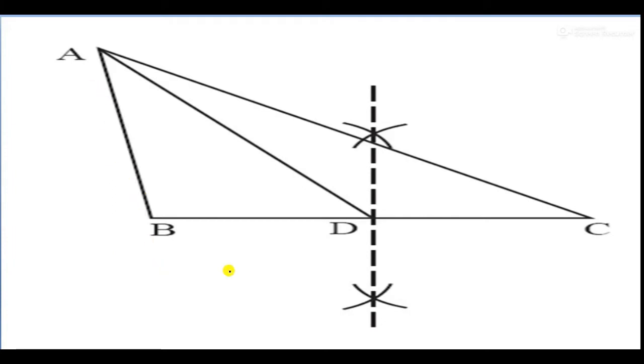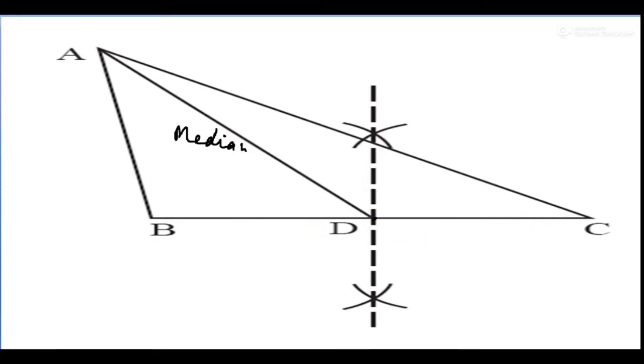It's a triangle ABC, and how can we find the median? First, draw a triangle ABC with the help of a scale and pencil, and draw the perpendicular bisector of BC, which meets at point D. Join AD, and this is the median. It is the median of triangle ABC, from A to D. D is the midpoint of BC.